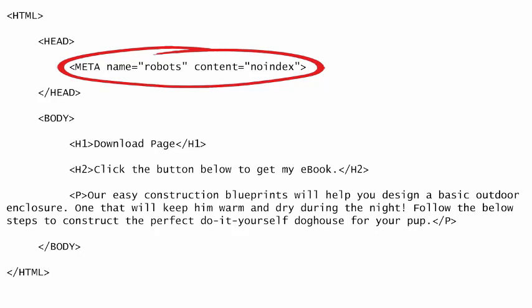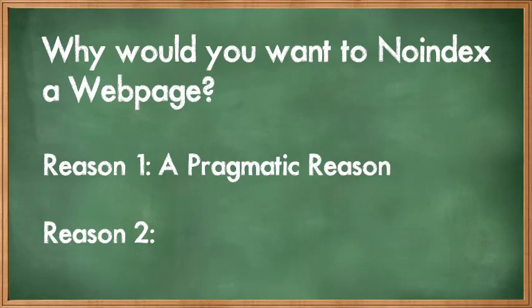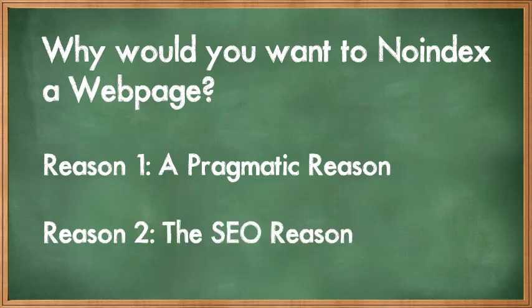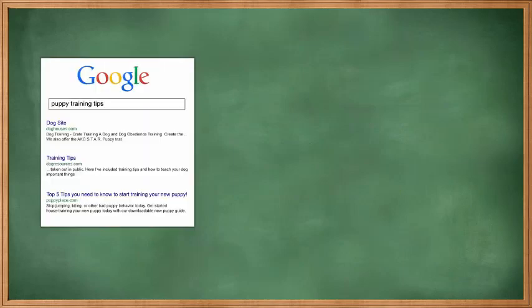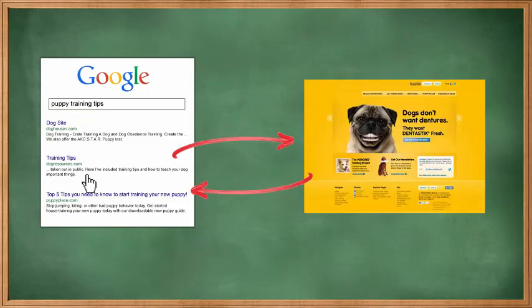So that's one reason to noindex a web page, but more importantly for our purposes here, there is another reason. Reason number 2, the SEO reason. Here's the thing: you should noindex any page that does not add value to the search experience of a Google user. Recall in the previous module when we talked about pogo sticking. If a user clicks on a web page from the Google search results, doesn't like what he sees, and comes right back to Google, then this is called pogo sticking. Pogo sticking is bad. If Google sees this happening, they'll devalue your page and perhaps eventually your entire website.